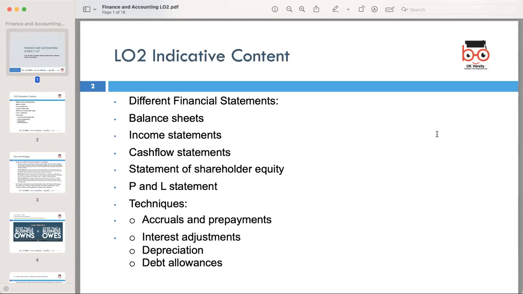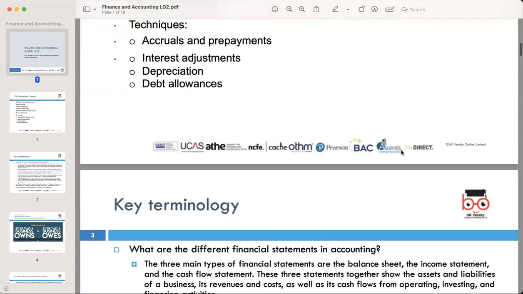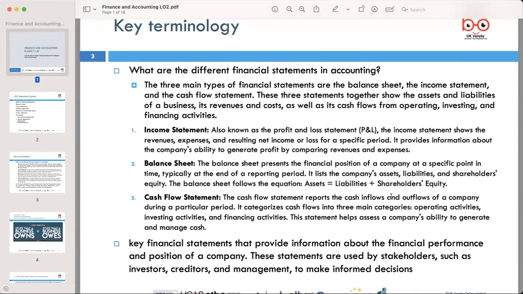So in our learning outcome 2, we will discuss financial statements, balance sheet, income statement, cash flow statement, statement of shareholder equity, profit and loss statement or P&L statement, techniques, accruals and prepayments, interest and interest adjustments, depreciation, debts, allowances. There are 3 main financial statements. What are the financial statements in accounting?